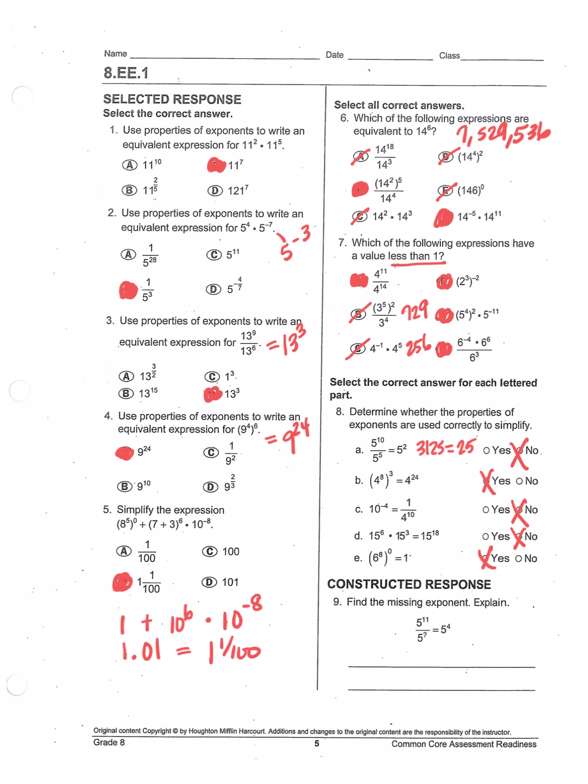Number 9, the last one, find the missing exponent. 5 to the 11th divided by 5 to what equals 5 to the 4th? Well, the rule says you would subtract exponents. So 11 minus what equals 4? And that makes the answer 7.